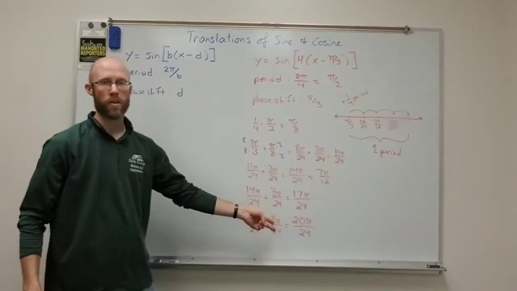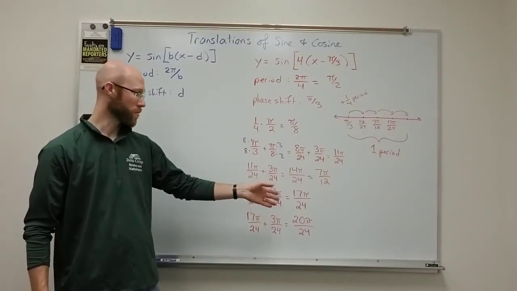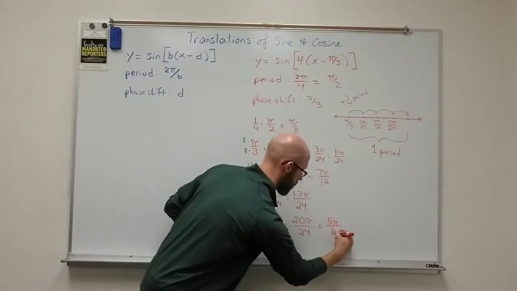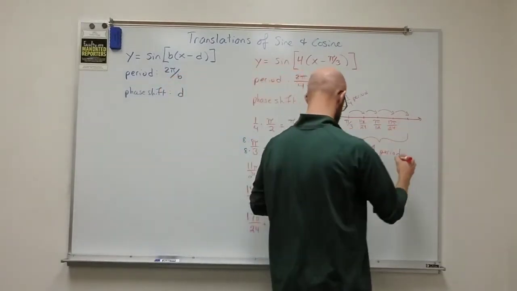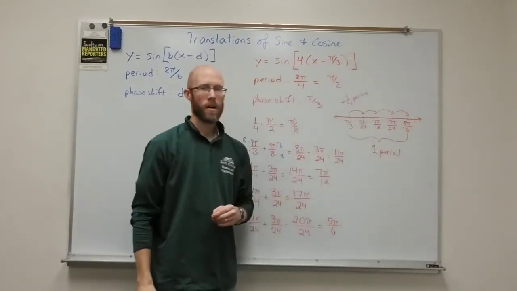And 20 over 24, that does reduce. Divided both by 4, you get 5/6, right? So it's 5 pi over 6. And that's going to be my endpoint, 5 pi over 6.